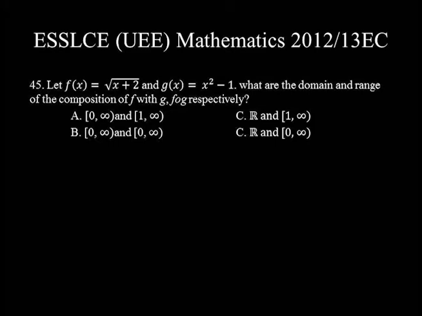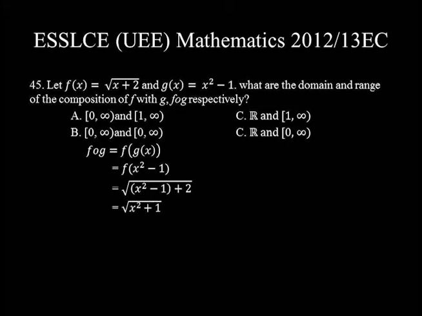What's the domain and range of the composition of f with g, or f∘g, respectively? f∘g is equal to f of g of x, which is f of x squared minus 1, which is equal to the square root of x squared minus 1 plus 2. Minus 1 plus 2 is plus 1, so it is equal to the square root of x squared plus 1.